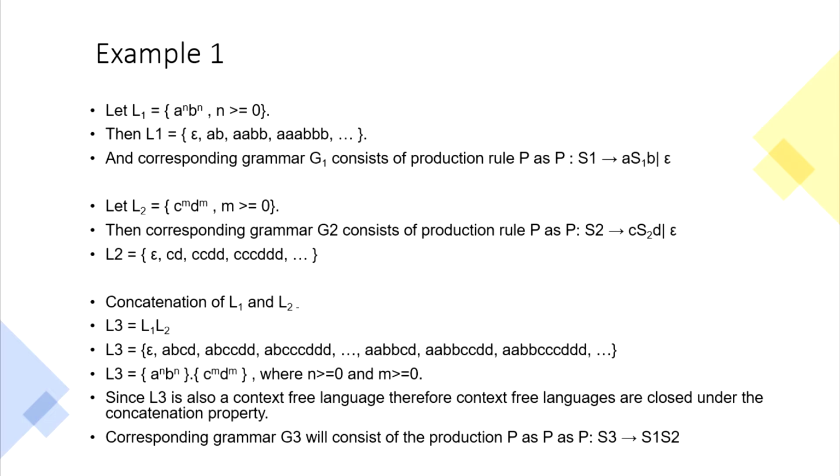Now for when we do the concatenation of L1 and L2, what we see is that each and every string of L1 gets a kind of dot product type operation, in which AB concatenated with CD will result in ABCD, and AB and CCDD will result in AB double C double D. So this is how we get the set L3.